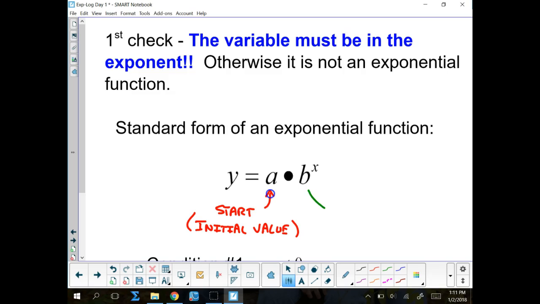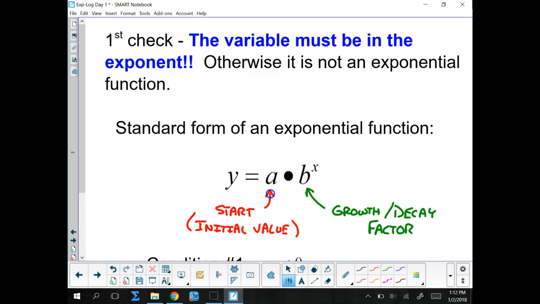b is my growth or my decay factor. If it's a growth, b is going to be bigger than 1. If it's a decay, b is going to be smaller than 1. But you already knew that because you did these last year. And you did them back in October.